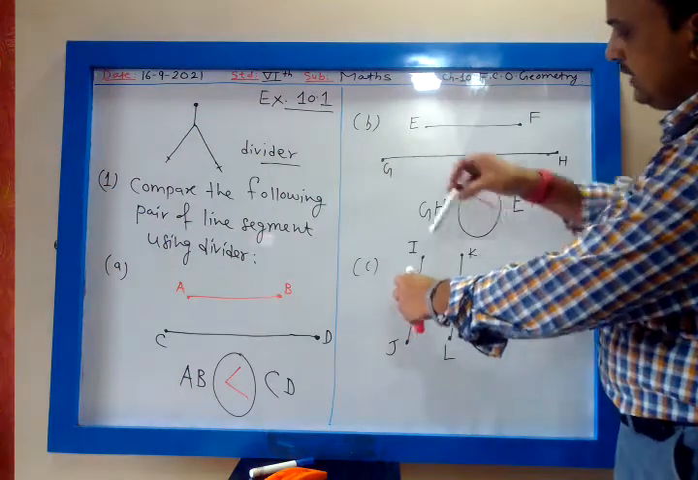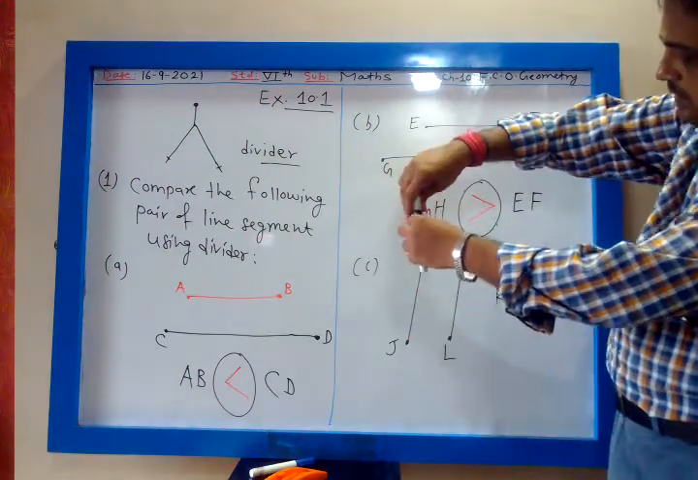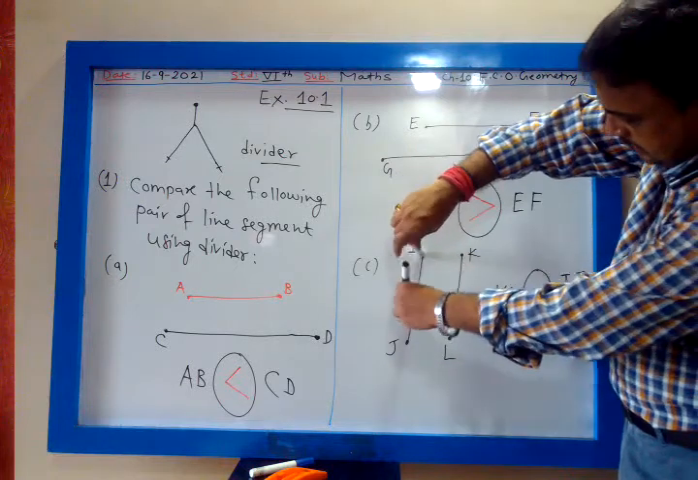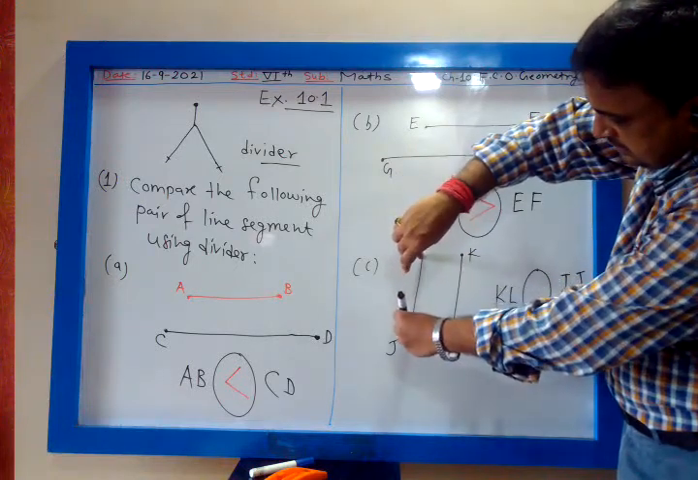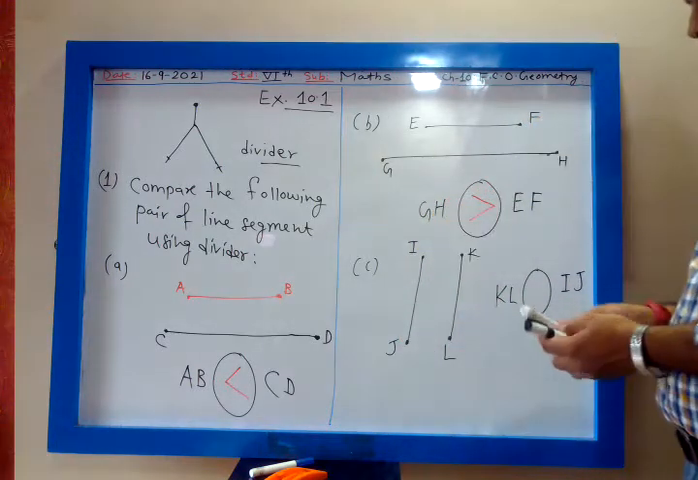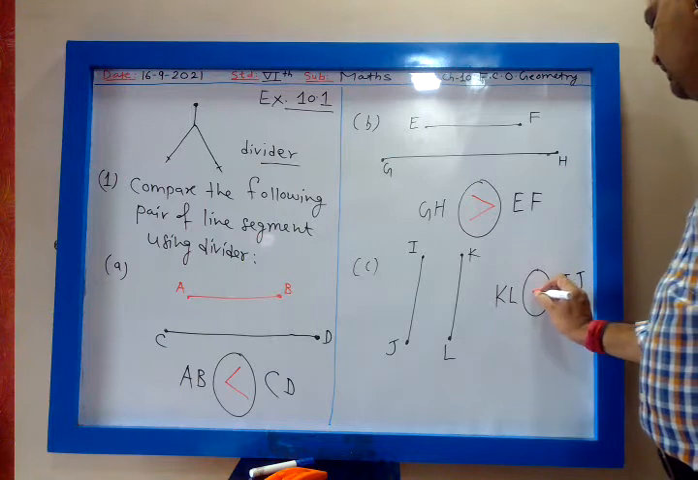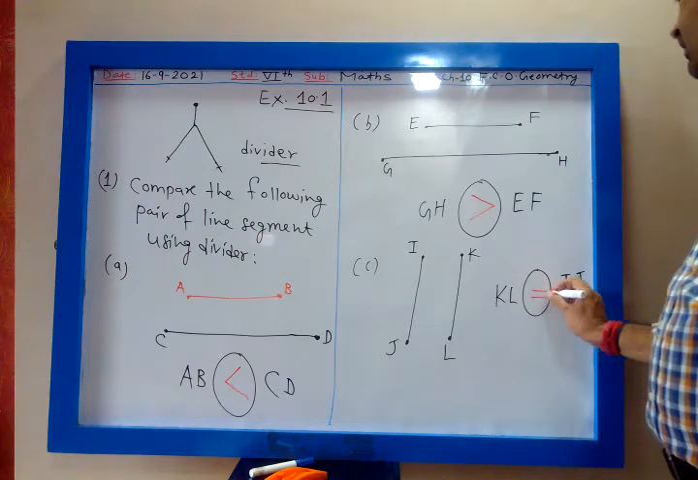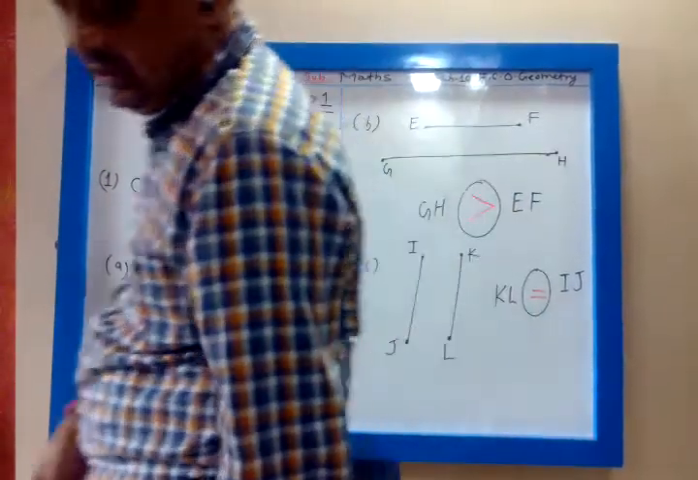So you will keep the divider tip at this point I and another tip at this point. This is IJ. Now this length IJ will be same as this length KL. So IJ is equal to KL. Yes, they are equal.